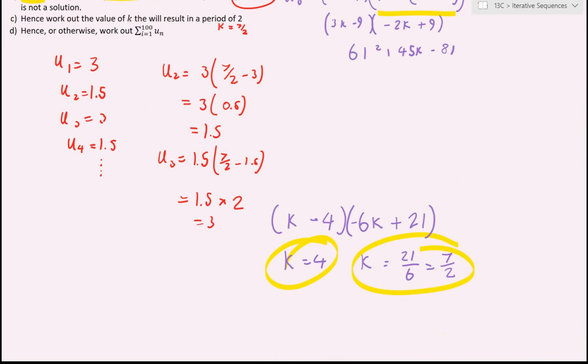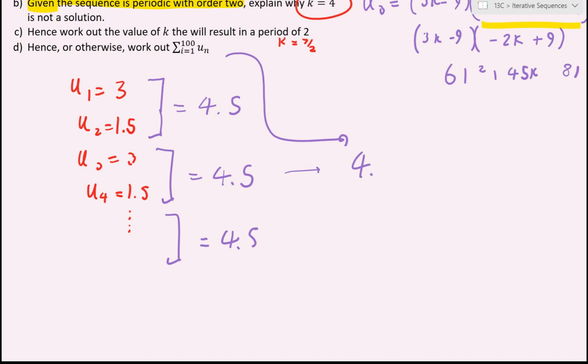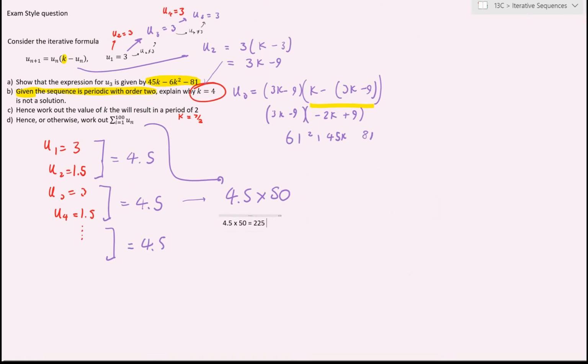Because these terms keep repeating, keep cycling, we can then work out what the first 100 terms will be. We know that every 2 terms together are going to equal 4.5. So if every pair of terms equals 4.5, and we're summing over 100 terms, that therefore means this sum is going to be 4.5 times 50, because we have 50 pairs in 100. That will give me the lovely answer of 225.